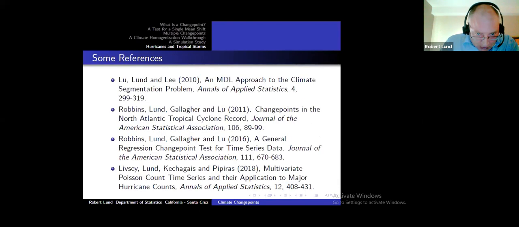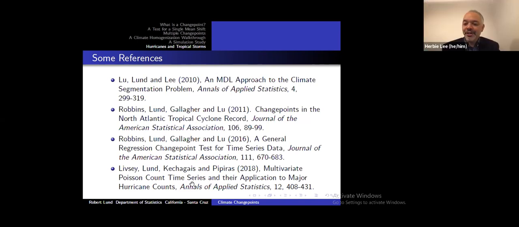When you get a lot of Pacific hurricanes, you see little activity in the Atlantic. A paper detailing that is multivariate Poisson count time series, where we actually look at both ocean basins in tandem. This appeared very recently in the Annals of Applied Statistics. But you all are asking great questions, I got to say.